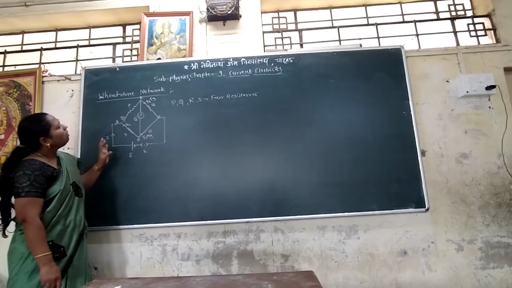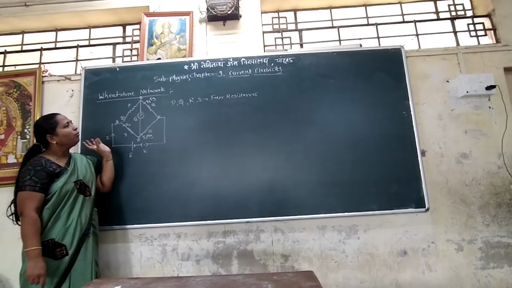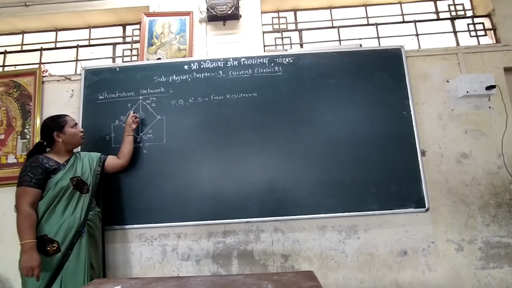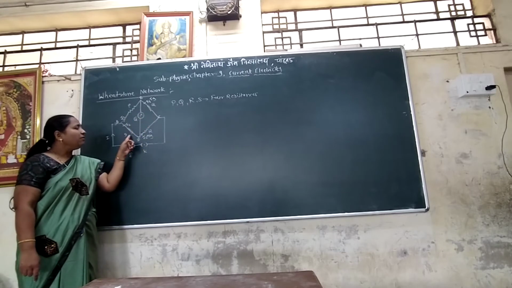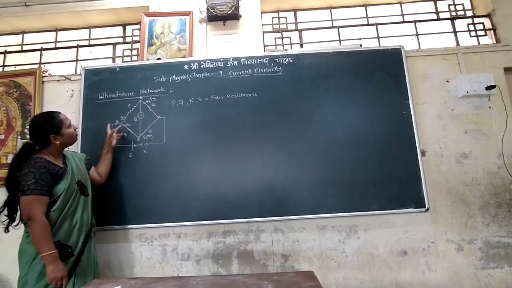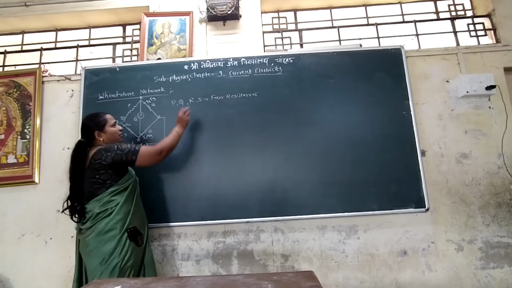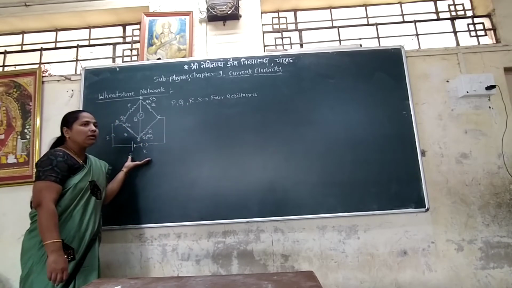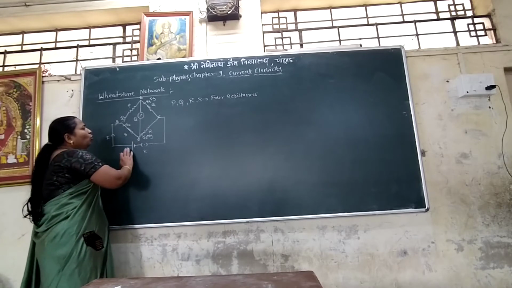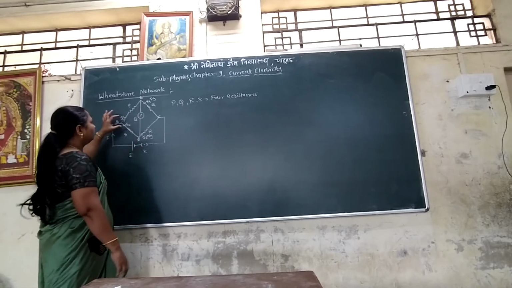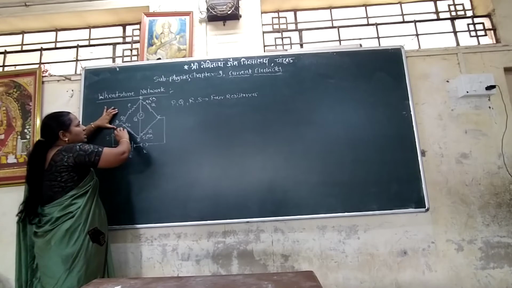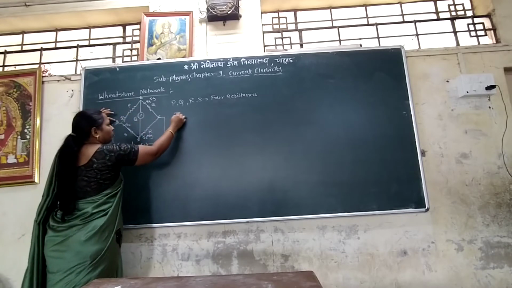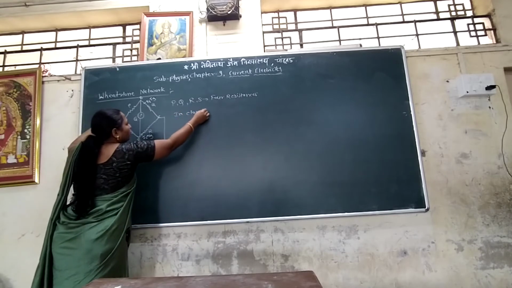Therefore, to form a Wheatstone's network, four resistances are connected in the four arms of a rectangle: first arm, second arm, third arm, and fourth arm. Those four resistances P, Q, R, S are connected in that network. Therefore, two closed paths are formed. Two closed paths means closed loops.